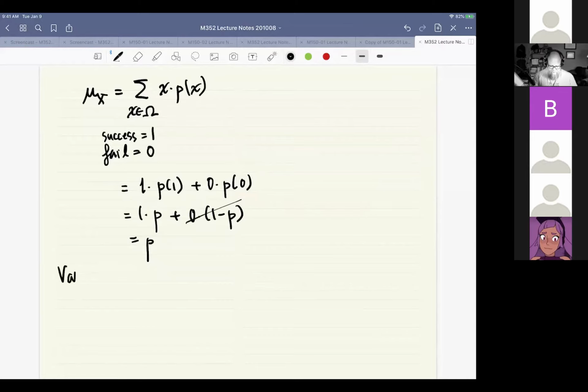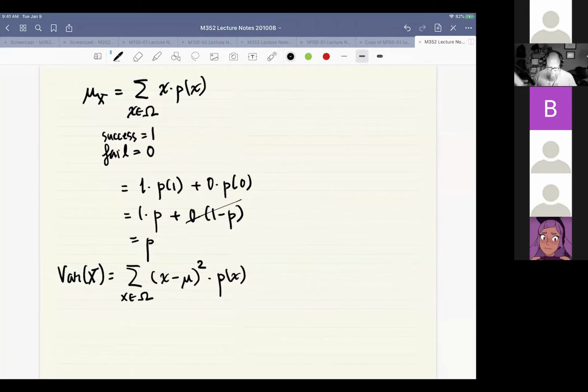So what about the variance of a Bernoulli trial? Well, you take the outcomes. So let me write this down as a sum. The definition is you take the sum over all the possible outcomes of the outcome minus the mean. So this is the distance the outcome is from the mean, and then you square it, and you multiply it by the probability of the outcome. Okay, so this is the weighted mean of the squared distances.